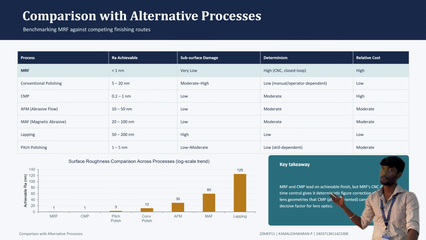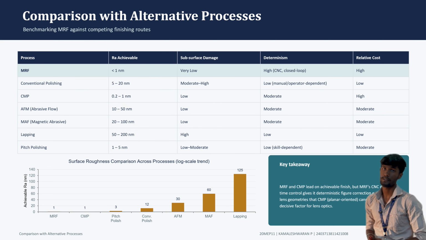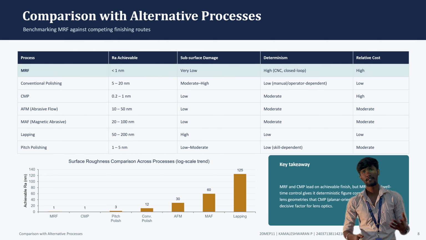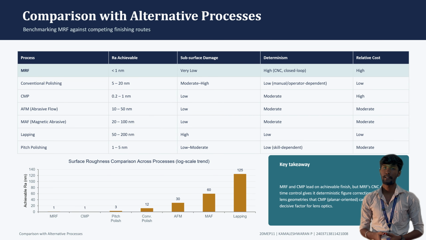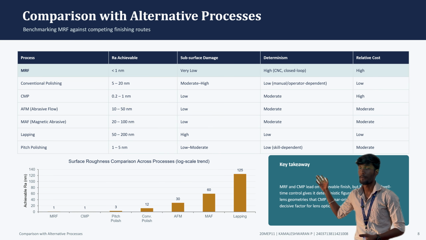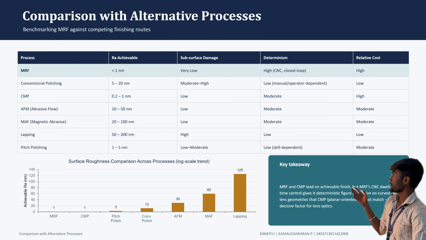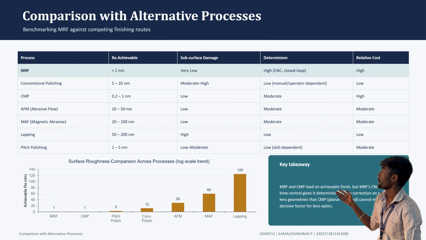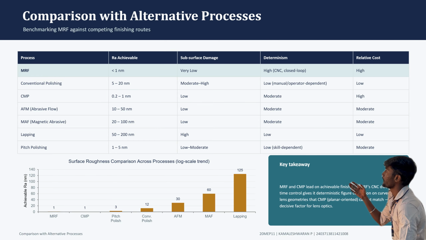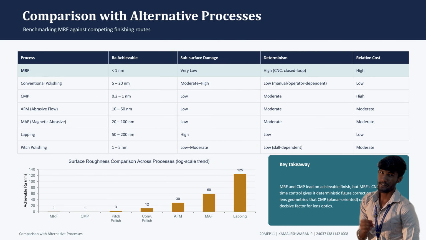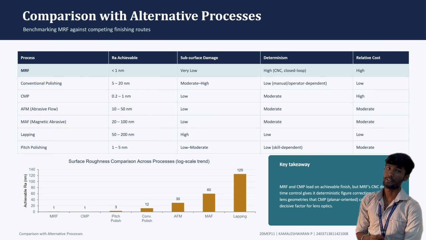Let us compare the MRF process with other known processes, where the first is conventional machining. As I discussed earlier, the conventional processes are lathes, milling, and drilling. Then we also know some other processes, such as abrasive flow and magnetic abrasive finishing. Compared to MRF, the others have less finishing, whereas MRF has high precision and high accuracy.